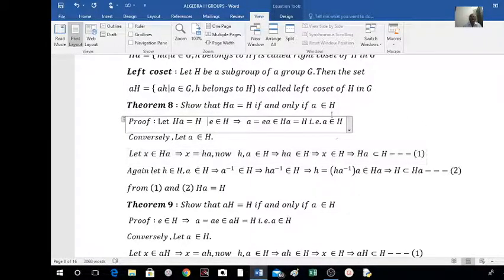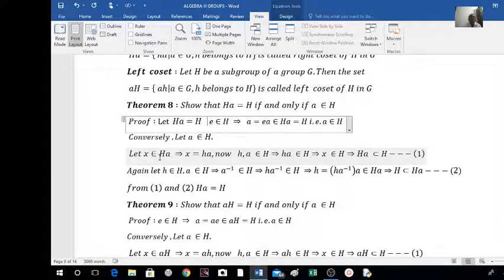Next, conversely, I will consider A belongs to H, then I will try to show that HA is equal to H. So conversely, let A belong to H. Now here, first I will try to show that HA is a subset of H. For that, I will consider some element here and then I will try to show that that element also belongs to H. So let X belong to HA.